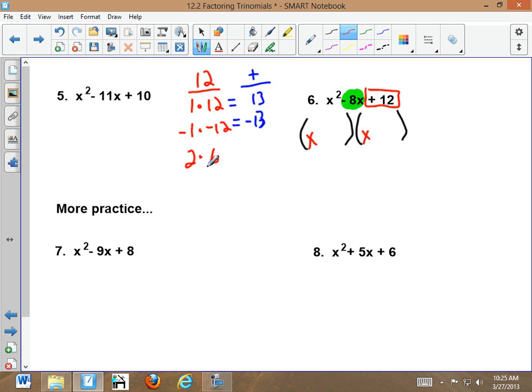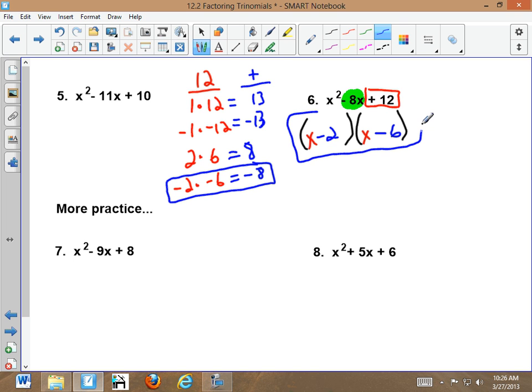2 times 6 equals positive 12, and negative 2 times negative 6 equals positive 12. Hopefully you can see the answer right now. So 2 plus 6 equals 8. However, negative 2 plus negative 6 equals negative 8. That's our answer. That's what we're doing. Okay, so then all I do now is I just put minus 2, minus 6. That is my answer. This right here is my answer, okay?